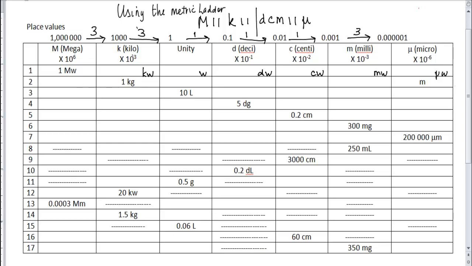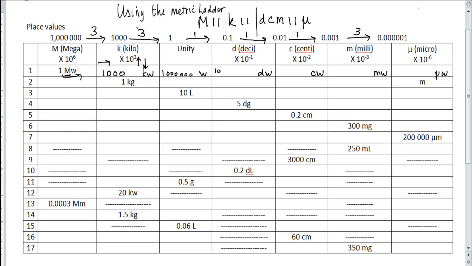So, as in this case, as I make the prefix smaller, the number is going to be getting bigger, which means I'm moving to the right. So if I have 1 megawatt, that becomes 1,000 kilowatts, moving 3 places. And then I will move 3 places again, which will give me 1,000,000 watts, which is really exactly what I have there, but now it's in numbers.